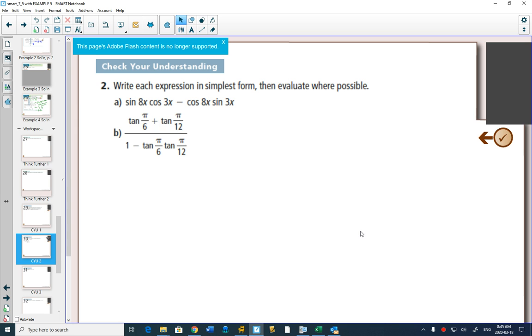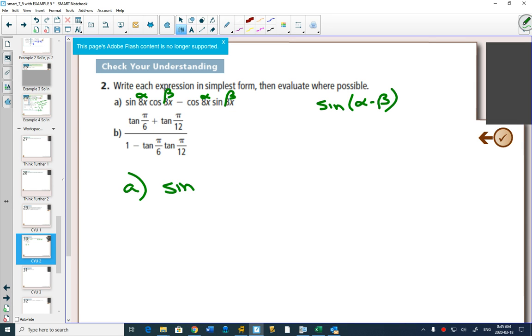Which one is it? Is there one if I make this alpha and this beta, this alpha and this beta, is there one that matches up? You look at your 4 formulas, and you recognize it matches up with sine alpha minus beta. Then you can simplify A by writing this, which is the right-hand side of the formula, as alpha minus beta, the left-hand side of the formula. And what's 8x minus 3x, since those are like terms? Sine of 5x.